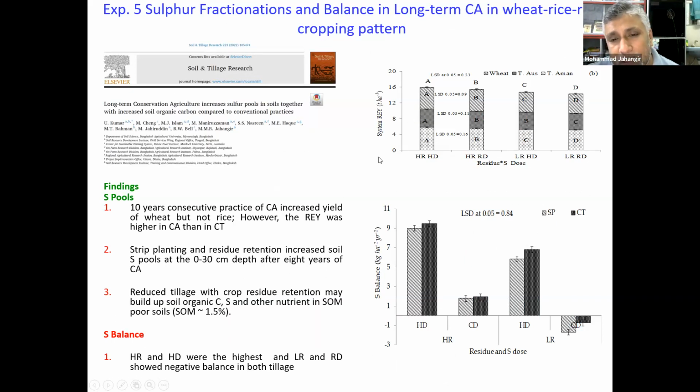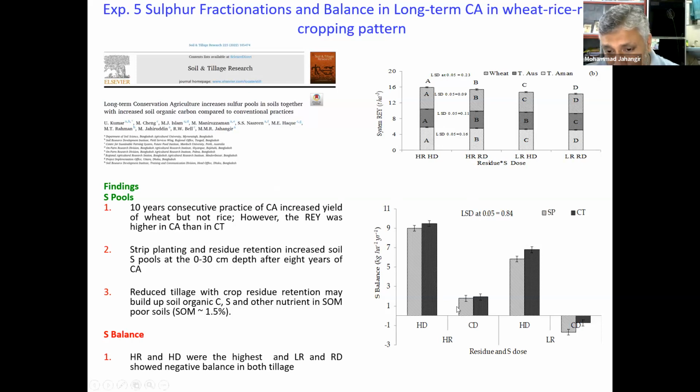And if you compare the total productivity of crop of the field and annual productivity, conservation agriculture had significantly higher system productivity, total crop productivity compared to the conventional management practices. And we tried to make a good balance for sulfur, phosphorus, potassium, and nitrogen.